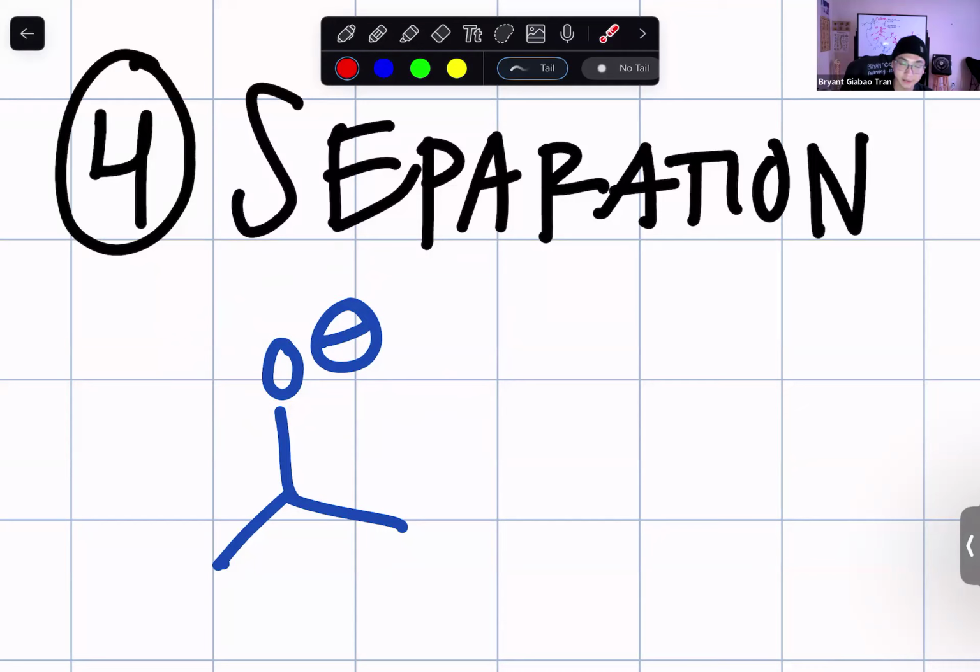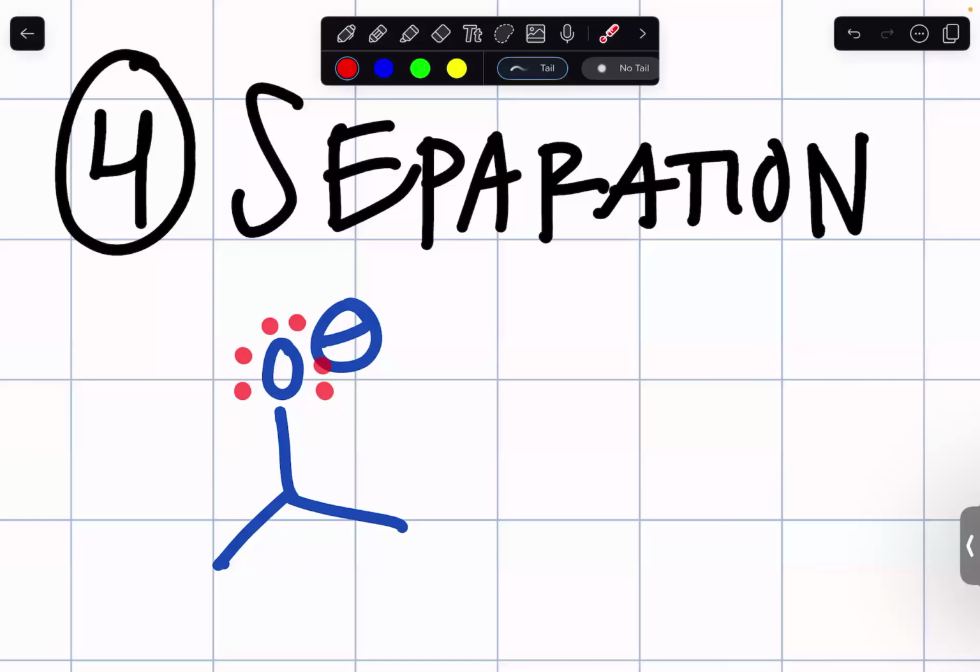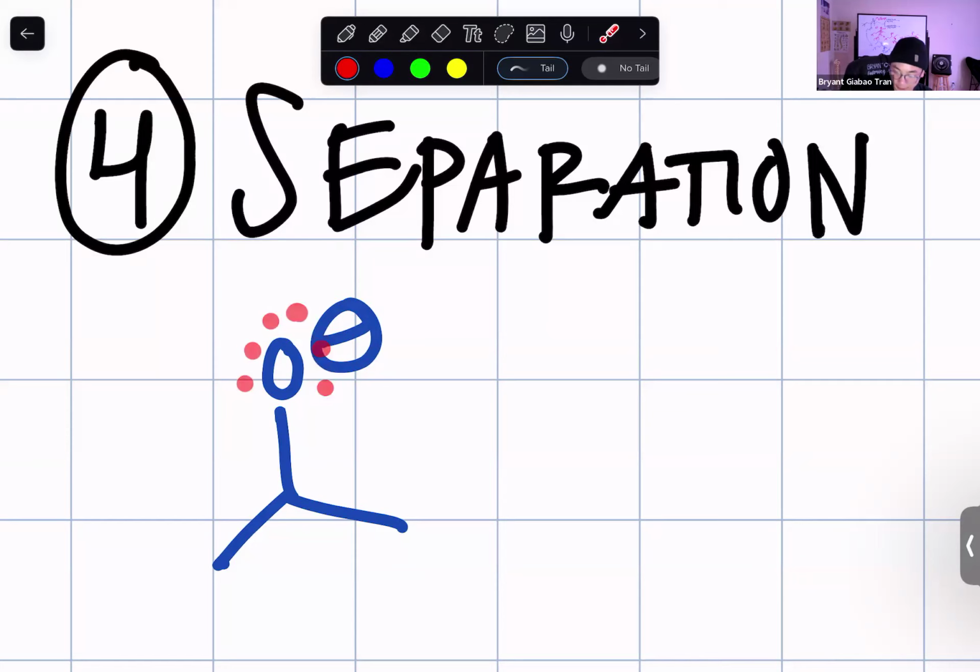Is it 3 pairs? Yeah, 3 pairs of non-bonding electrons, or 6 non-bonding electrons. You have to be careful what the question is asking for. If it's asking for pairs of electrons, you would say 3 pairs of non-bonding electrons. If it asks for the number of non-bonding electrons, it would be 6. Sometimes they won't draw that out, but they expect you to know that.